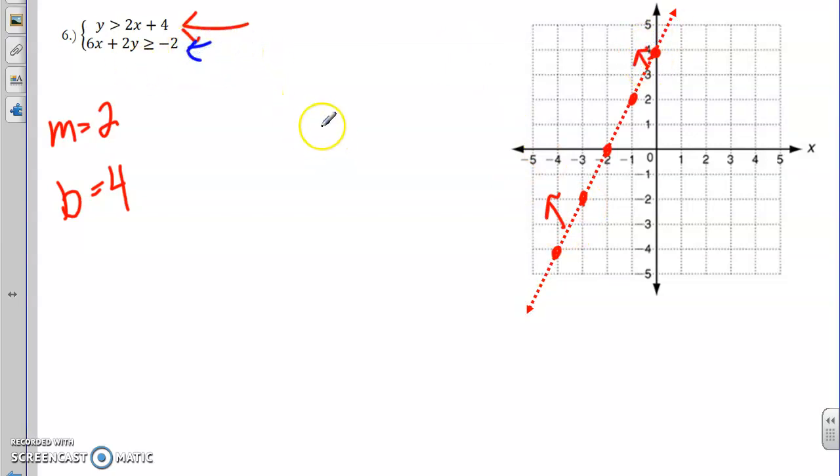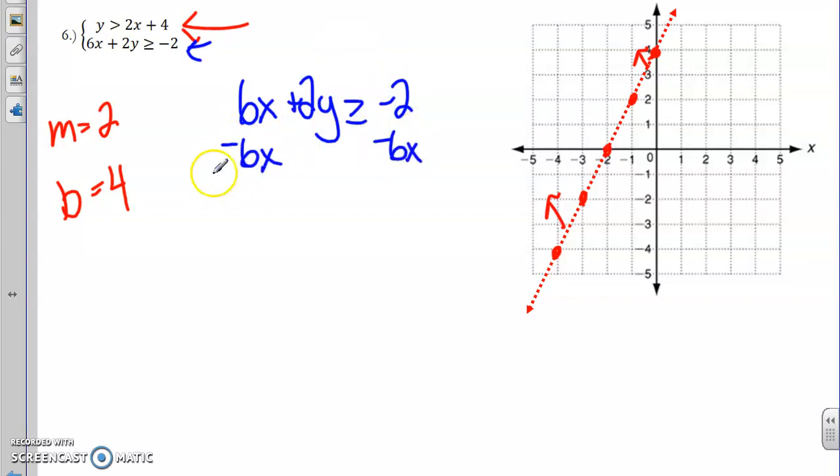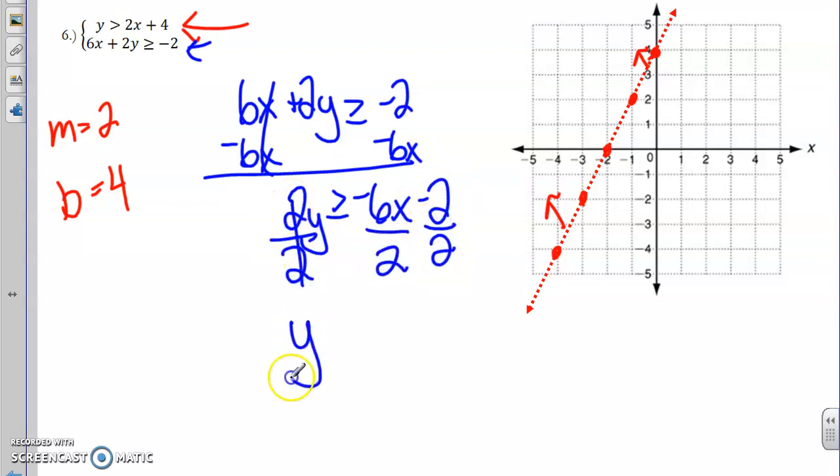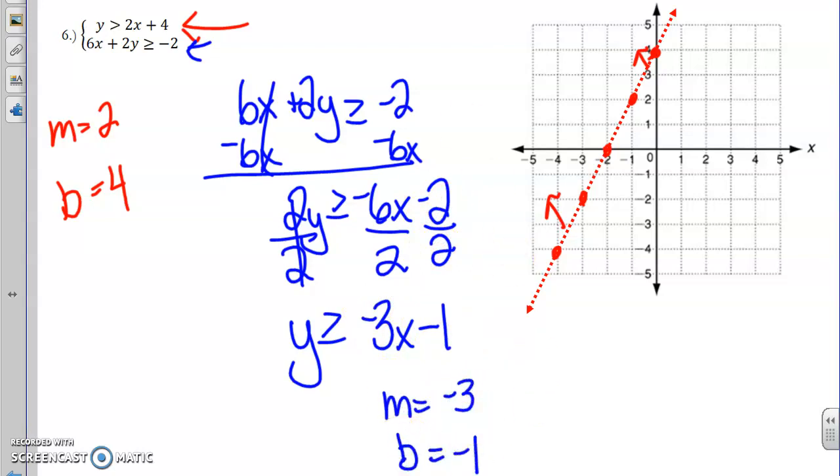Blue line, or second line, he is not in slope-intercept form, so we have to solve him for y. So we will start by moving our x, so y is greater than or equal to. Bring down your x, bring down your -2. Get y by itself, so you're going to divide both sides by 2. -6/2 is giving me a -3, and -2/2 is a -1. So my slope is -3, and my y-intercept is -1. So I go to -1 and down 3, right 1, or up 3, left 1.